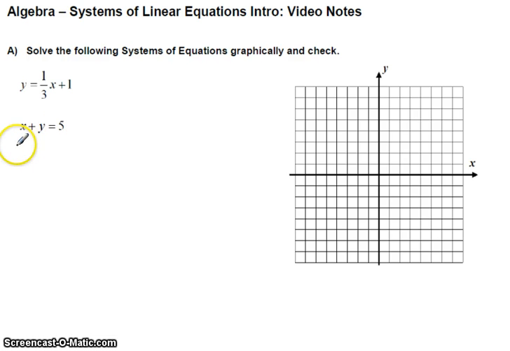This one I got to get the y alone. So what I'm going to do is subtract x from each side. And in y equals mx plus b form, this is going to be y equals, I'm going to put the negative x first, negative x plus 5.